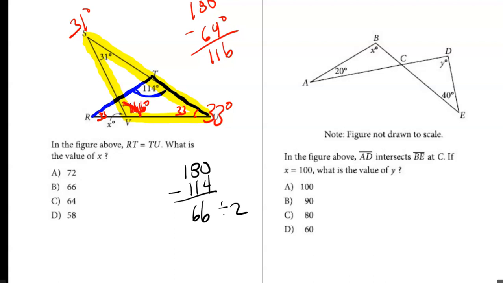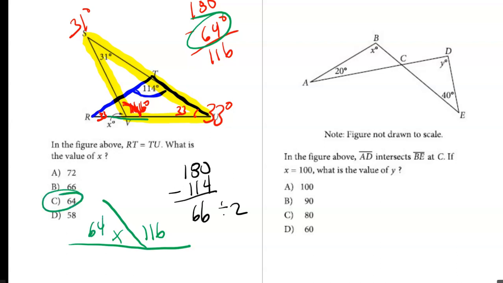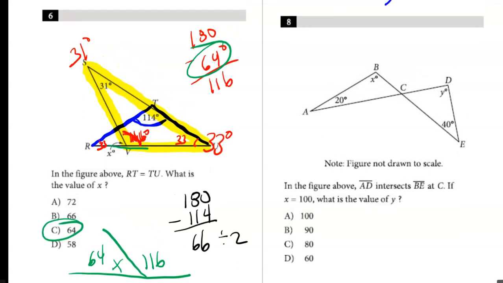And then I can use my little straight line rule. If I blow up what's happening right here, I have 116. So to figure out what x is, I just have to subtract from 180, which I've already kind of done. Correct answer is going to be 64. So C is going to be the correct answer here.